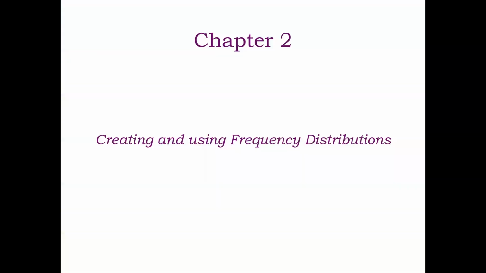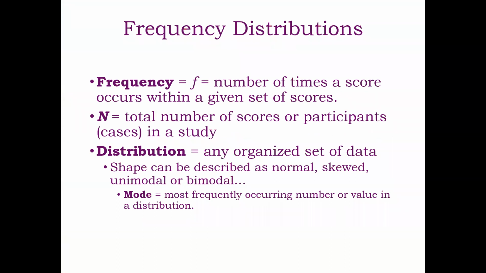This corresponds to chapter 2 in your textbook, creating and using frequency distributions. What is frequency? Frequency is denoted by F, and it's just the number of times a score occurs within a given set of scores. N is the total number of scores or participants, cases in the study. The distribution is any organized set of data.